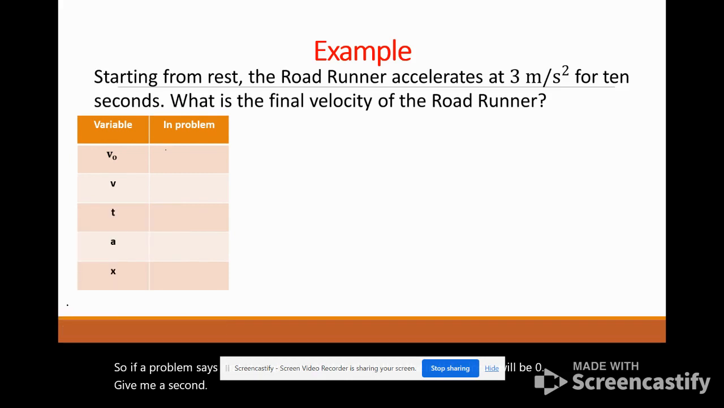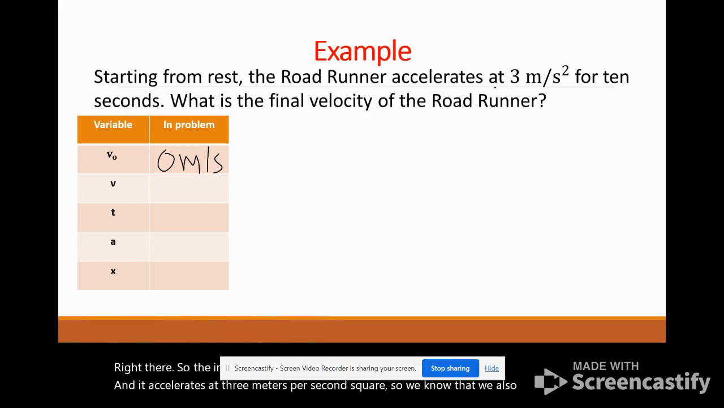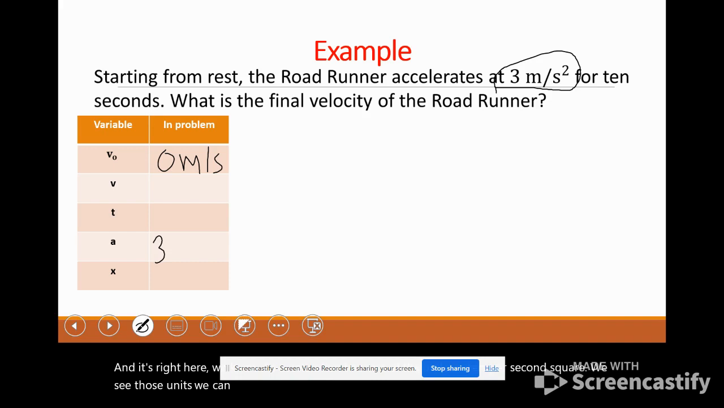So the initial velocity will be 0 meters per second. And it accelerates at 3 meters per second square. So we know that we also have acceleration. We know it's acceleration because of the units, meters per second square. We see those units, we can immediately think acceleration.